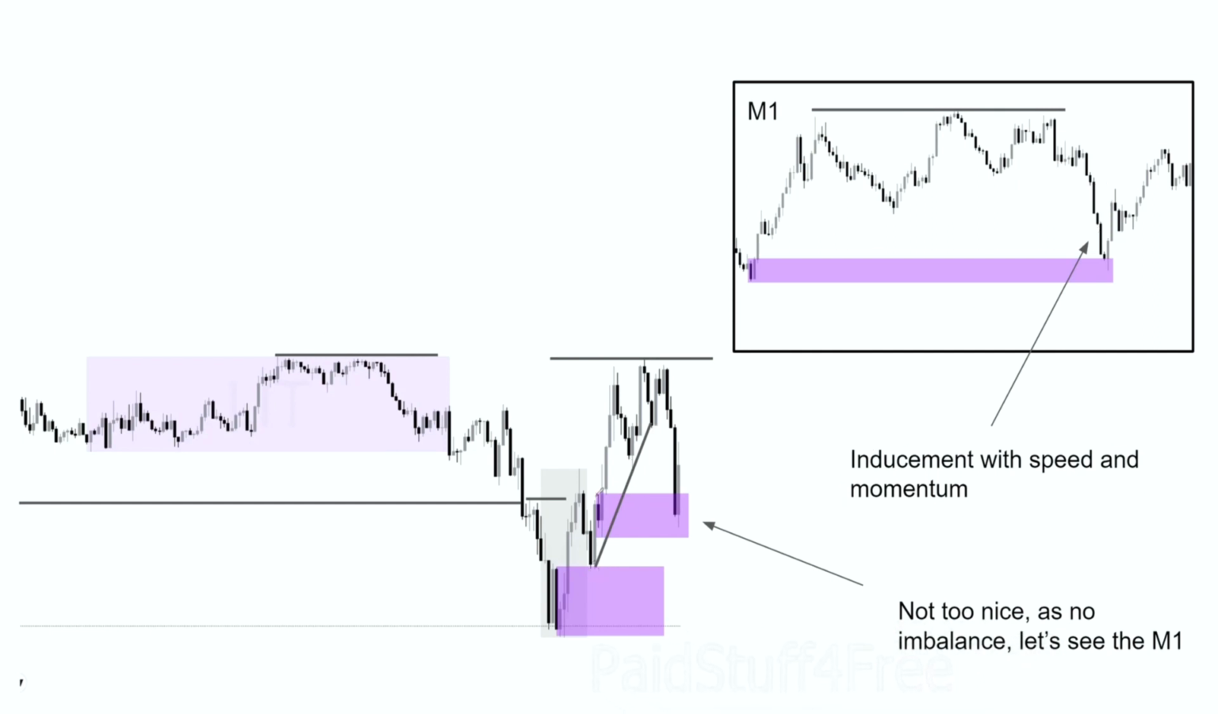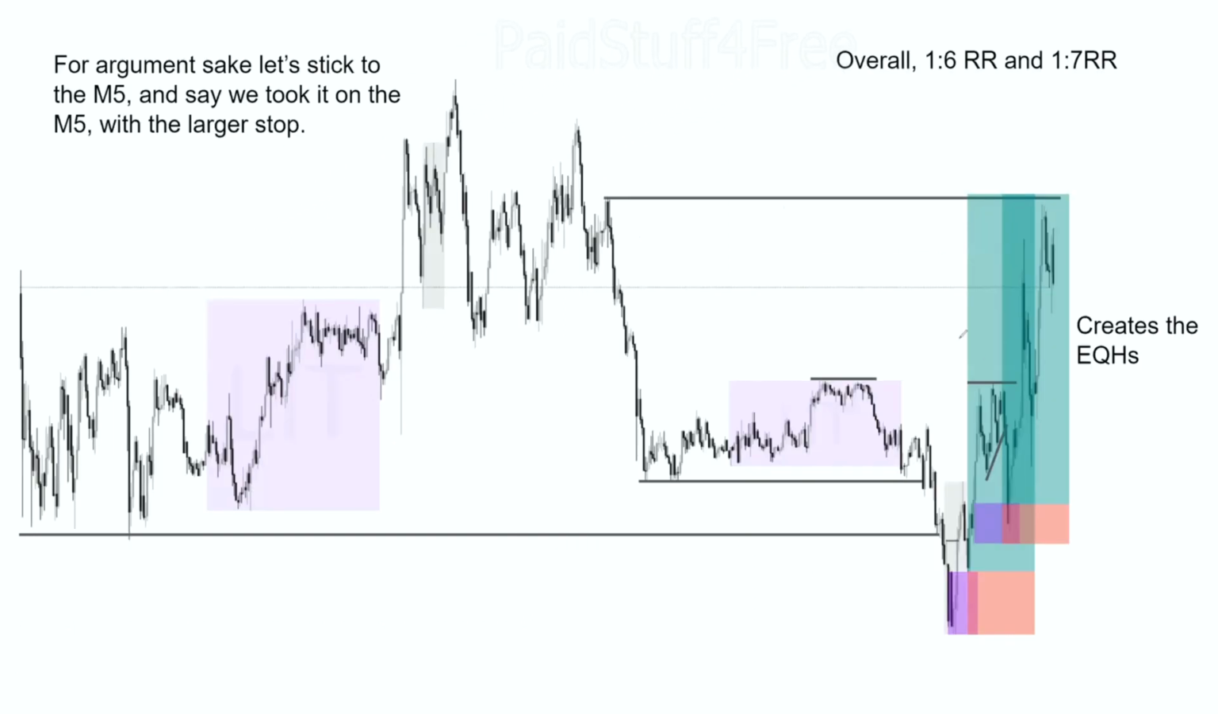So obviously on the M5, this is not the nicest because we don't have any imbalance to go along with our POI. When we drop down onto the M1, we do right here. So that becomes your zone to trade from, knowing that you still overall got higher targets. But for the sake of this video, let's just say that we stick to the M5 and we only trade the M5. Obviously reduces our RR a little bit, but that's fine.